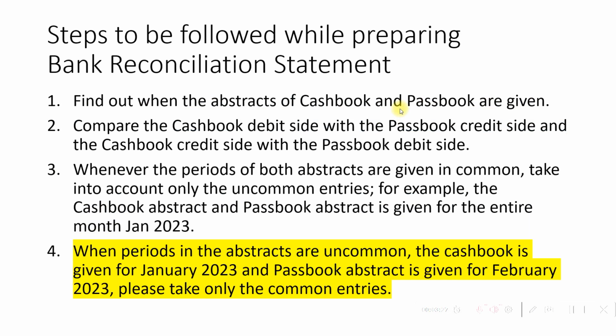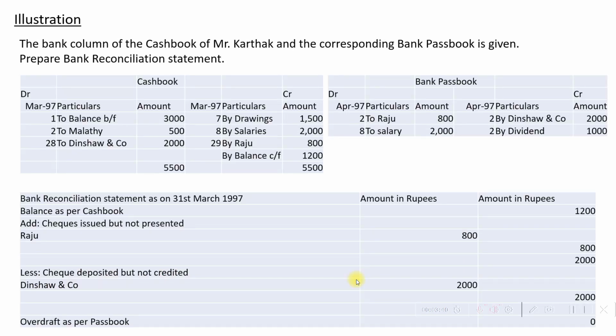So what is the rule? When the abstracts are for different periods, we will only take the common entries. So here we will see what the common entries are between the cash book and passbook. On 28th March 1997, there is an entry to Dinshaw and Company for 2000 rupees. That is also in the passbook, to Dinshaw and Company, 2000.